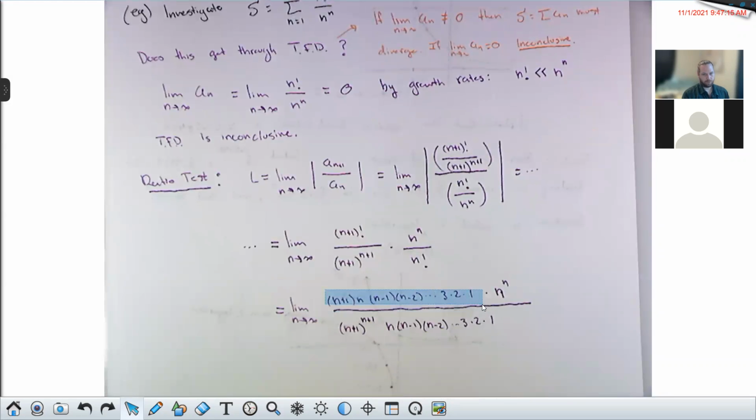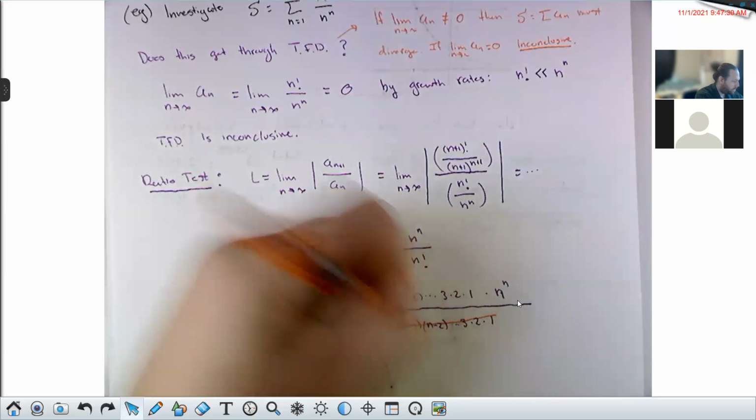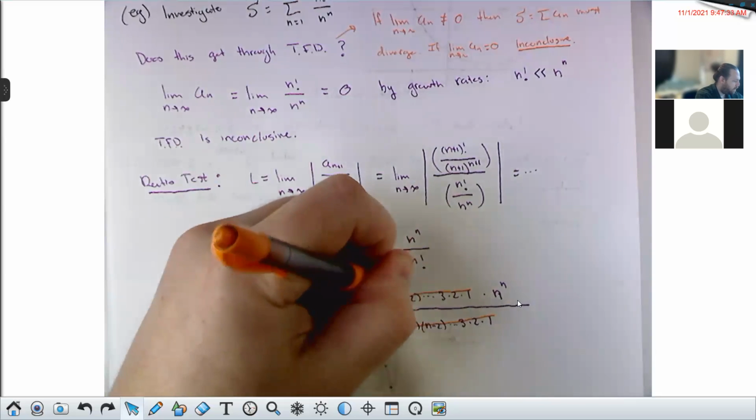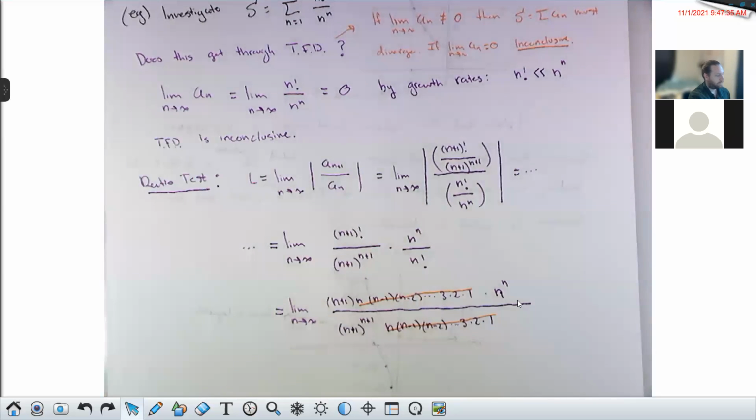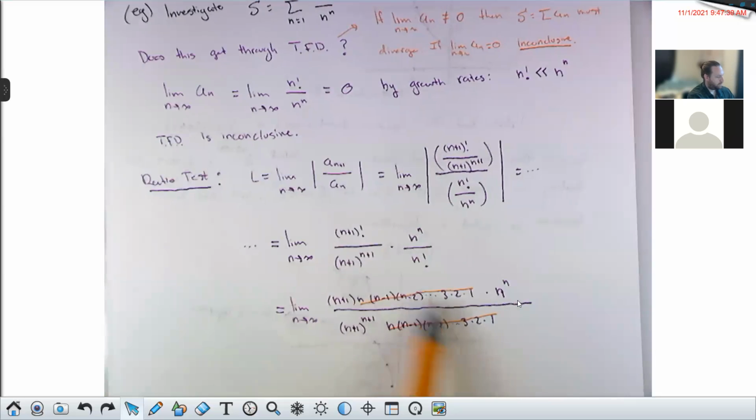So here's n plus 1 factorial. And here's n factorial written out. That's all I've done in this step. I left n plus 1 to the n plus 1 alone, and I left n to the n alone. And I'm going to cancel the n factorial with the copy of n factorial hiding inside of n plus 1 factorial. So this n with this n, n minus 1 with this n minus 1, n minus 2, all the way down to 3 times 2 times 2.